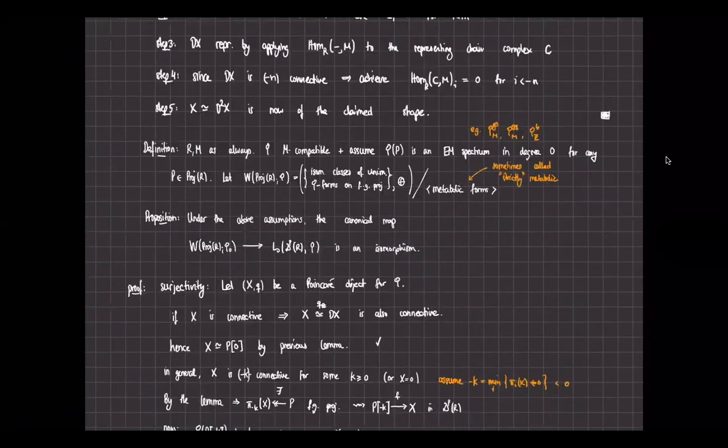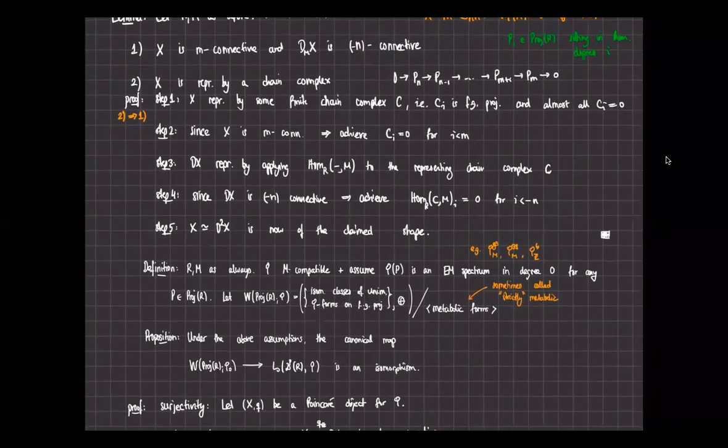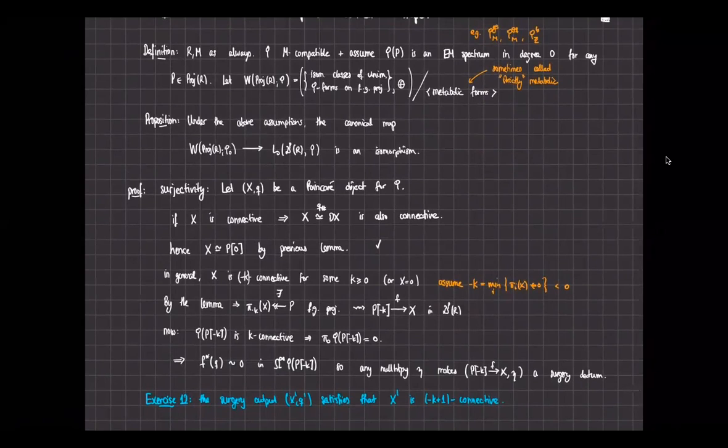So by the above lemma that we've had here, we can represent it by a complex which is concentrated in degree 0 and is finitely generated projective there. So in other words, the finitely generated projective modules sitting in degree 0 are precisely those perfect complexes which are both connective and whose dual is also connective. Okay, so in this case, we're done.